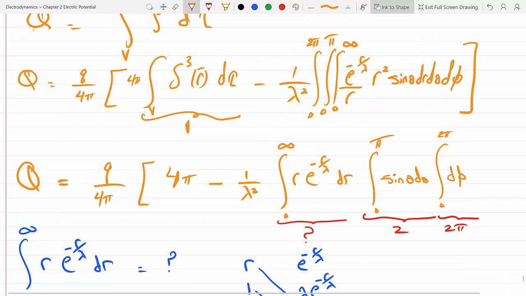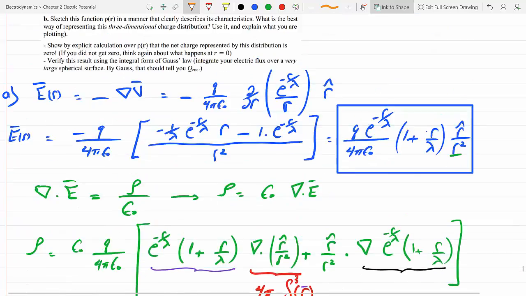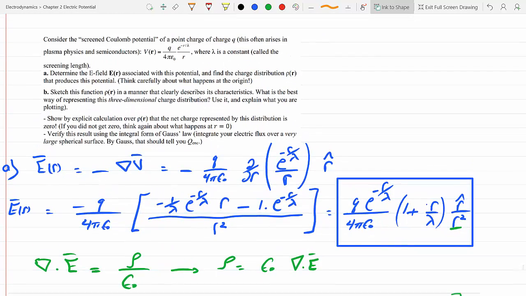Okay, so that confirms by explicit calculation that if we integrate over rho of r, the net charge represented by this distribution is 0.